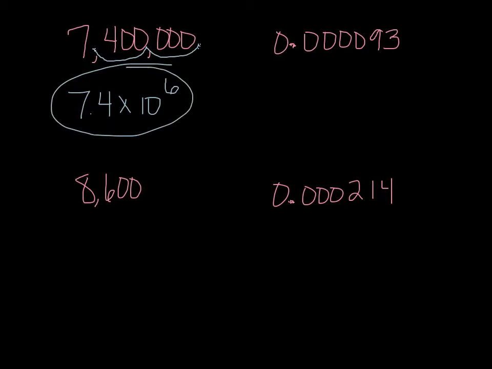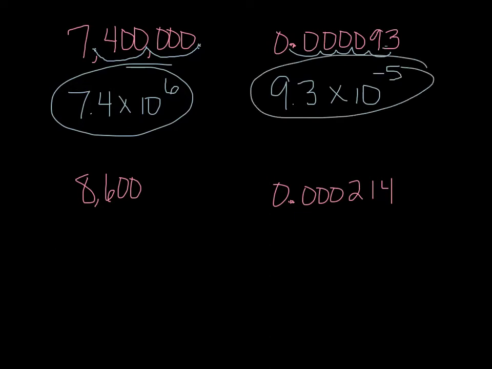Next one. Here's my decimal here. I want it between the 9 and the 3 because I want my number to be less than 10. So I have 9.3 times 10. Now I need to count how many times I'm going to move it. So I'm going to go 1, 2, 3, 4, 5. Now I moved it 5, but I moved it to the right, so that's a negative 5. Also think that the small numbers where you have a leading decimal, it's always going to be a negative exponent. Like this one where you have a leading decimal, this one's going to have a negative exponent. This one is not.